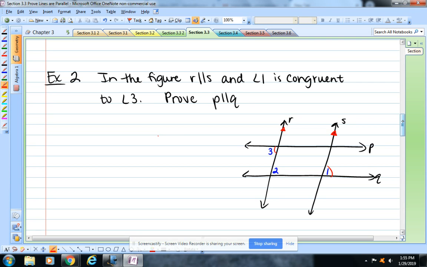Somebody tell me a property or a theorem we learned in Chapter 2. The transitive property. Y'all remember what the transitive property basically said? You need 3 things, right? Basically, it says if two things are congruent to the same thing, then they're congruent to each other. It takes three things.